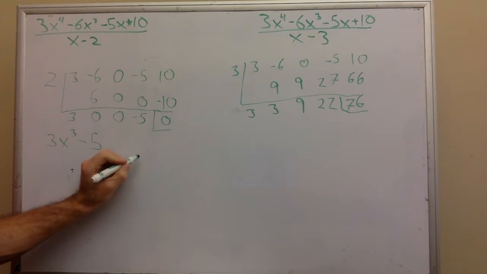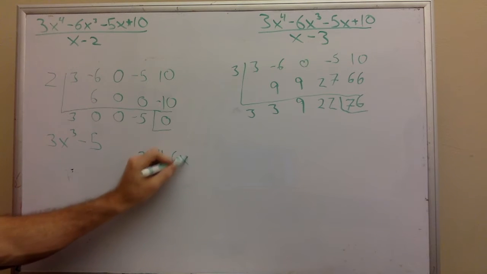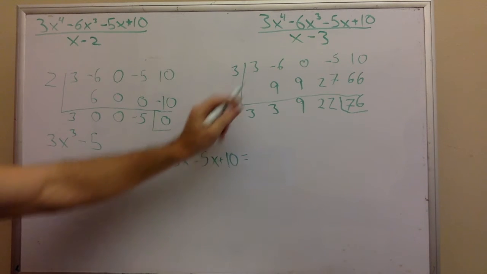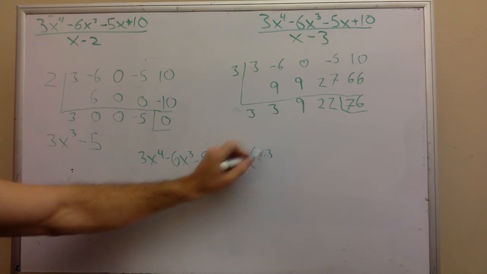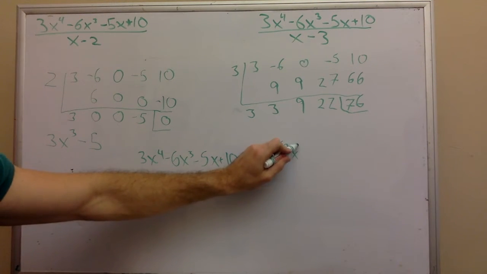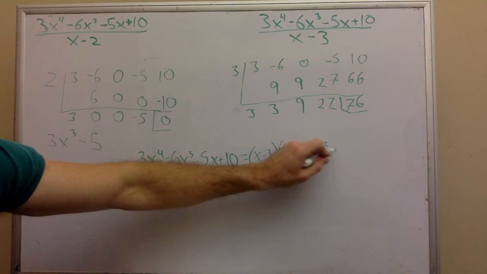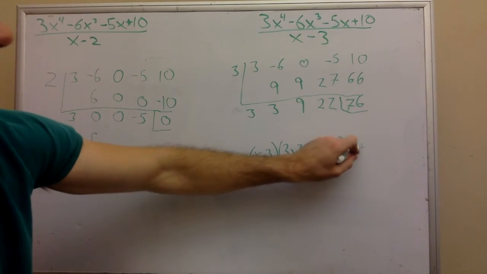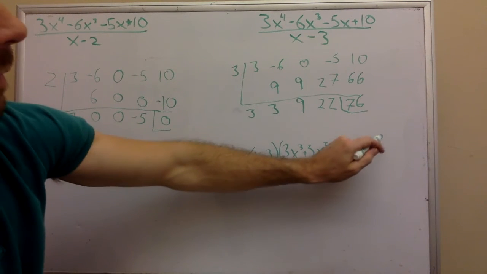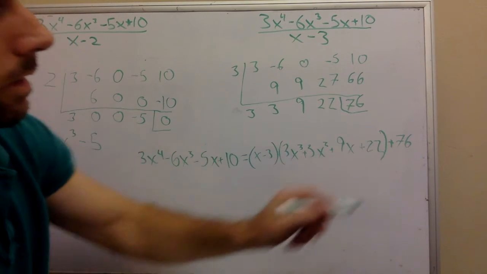So that tells us that 3x to the 4th minus 6x to the 3rd minus 5x plus 10 is equal to x minus 3 times 3x to the 3rd plus 3x squared plus 9x plus 22. And now we can write this in two different ways. One way is to close those parentheses and then add our 76 on the end.